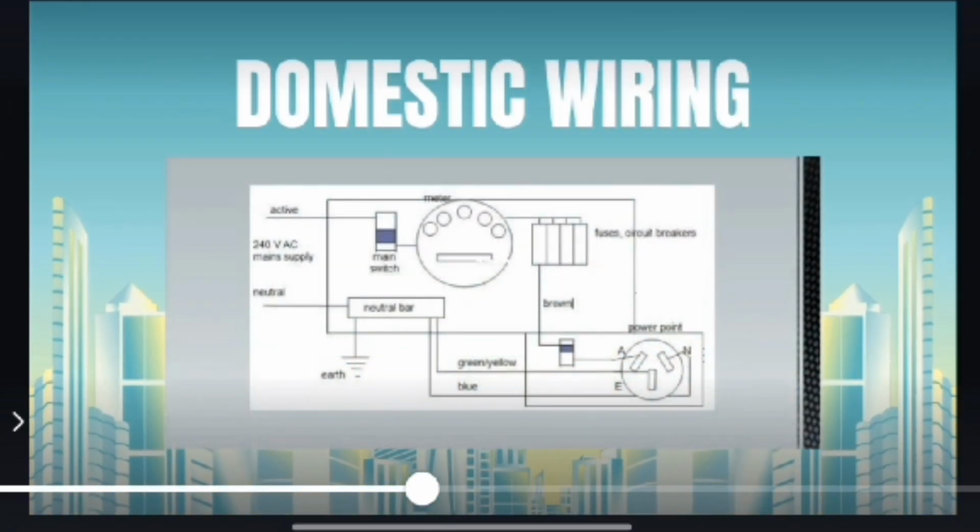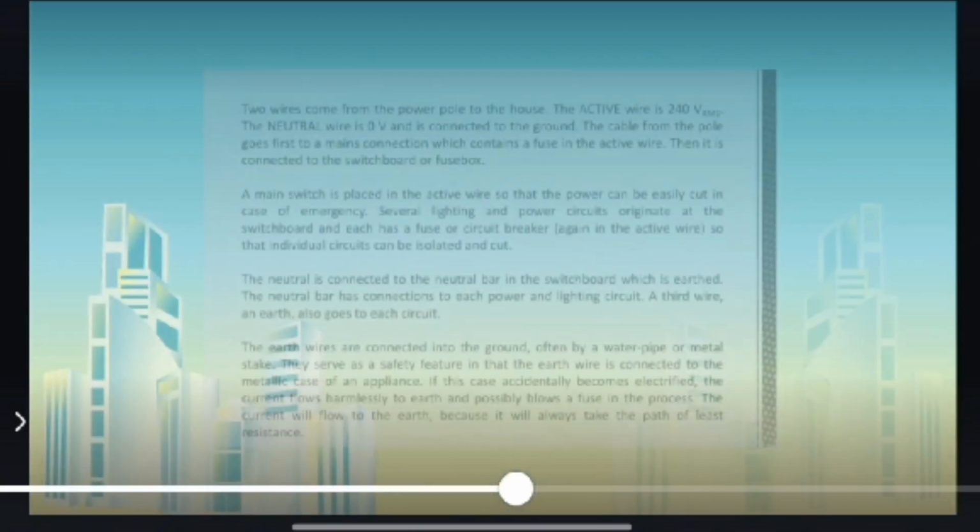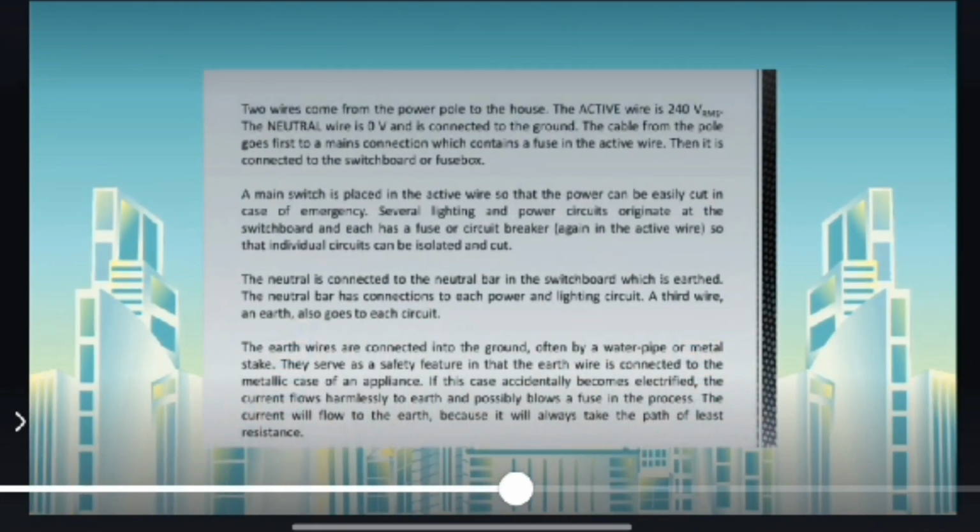Domestic wiring. We have here the main switch. This is circuit breaker, power point, and the neutral bar. Two wires come from the power pole to the house. The active wire is 240 volts RMS. The neutral wire is 0 volts and it's connected to the ground.